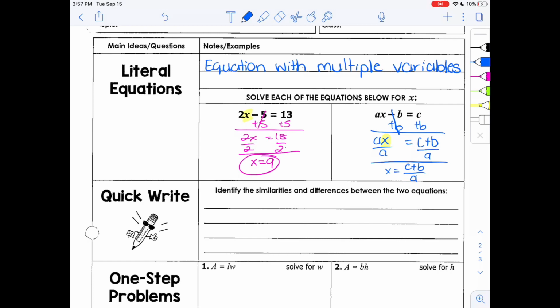Now the purpose was to solve for x, and when we solve for x, we know we're done when our x variable is isolated or by itself. And at this point it is, so I know I am done.